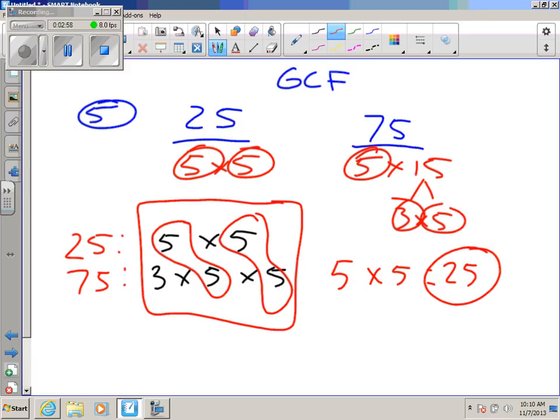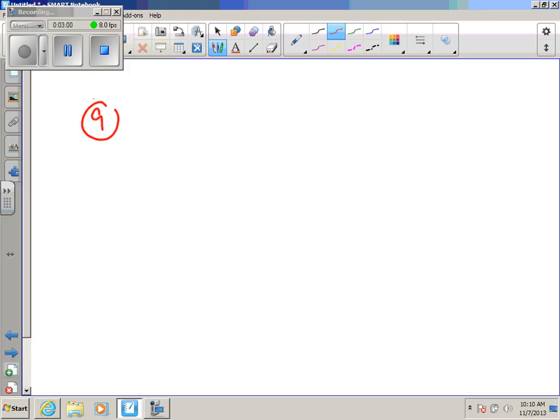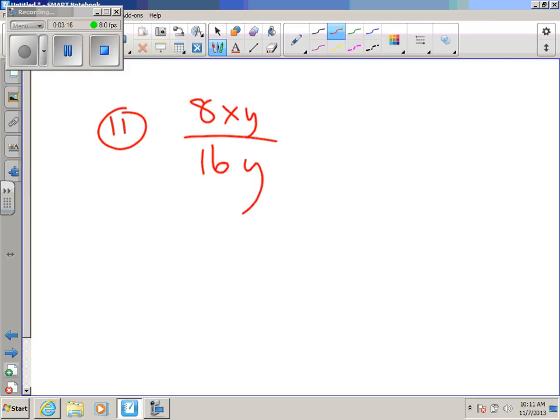9 through 12, write each fraction in simplest form. Let's do 11. Not 9. 8xy over 16y. We want to simplify this. We've often said, let's keep the integers and the variables separate. So how are we going to simplify 8 over 16? 1 over 2, right?